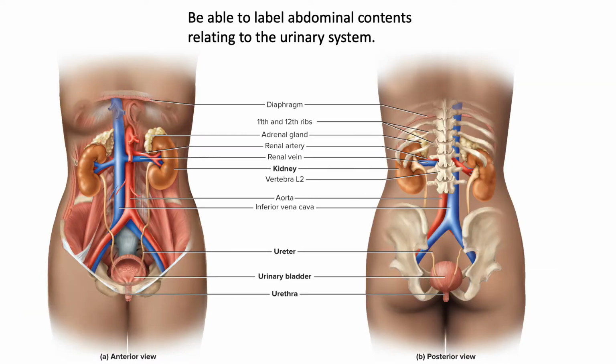Again, just another view. The anterior view on the left there shows that the right kidney sits a little bit lower. And again, in the posterior view, you can see that breakage of the floating ribs can pose damage to the kidneys as well due to their location.